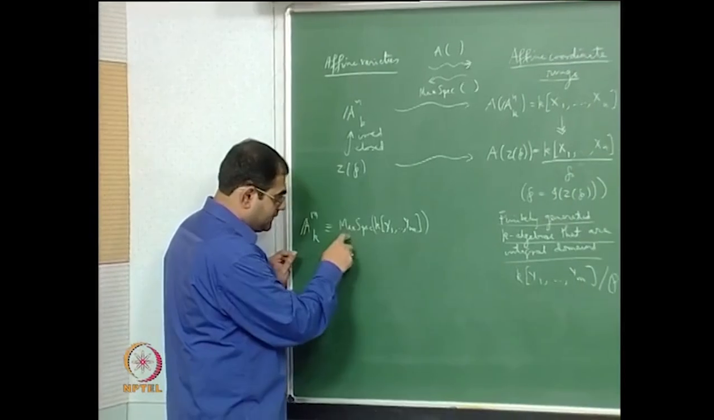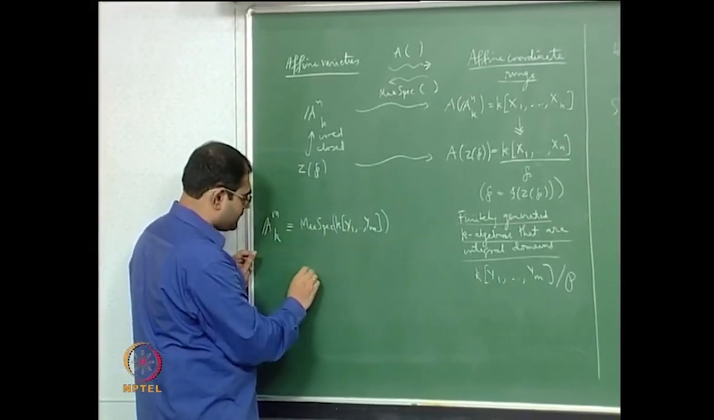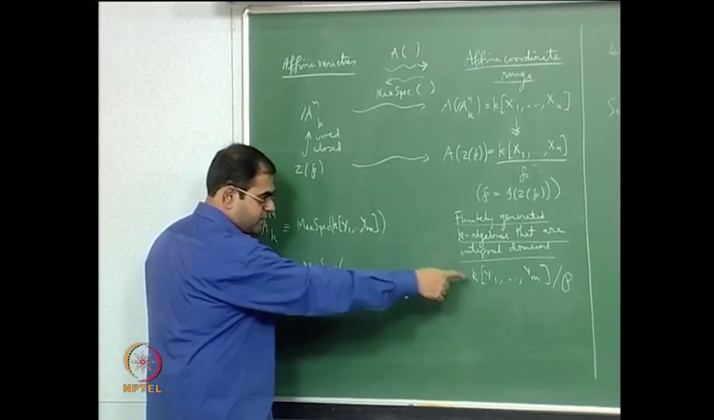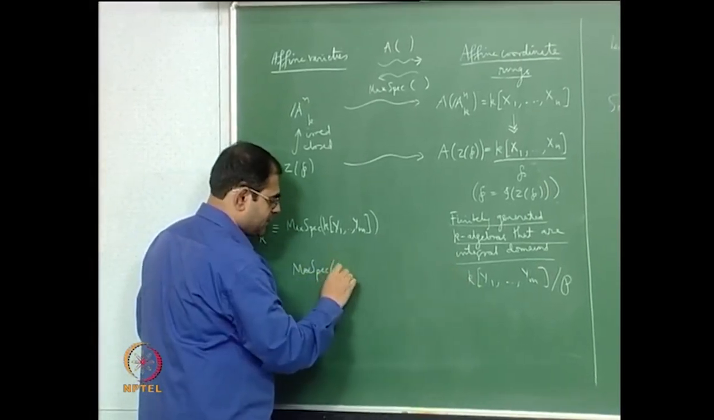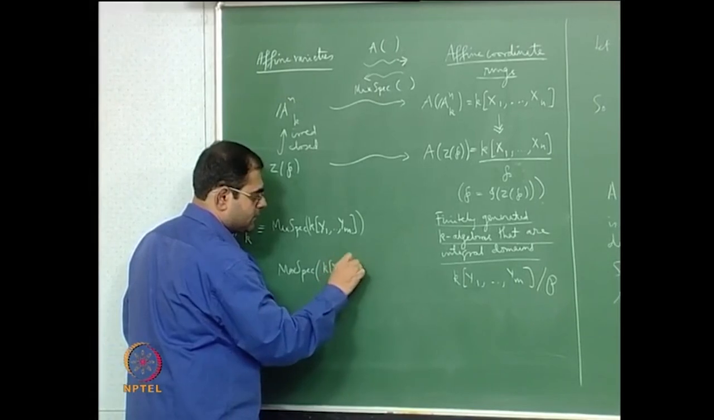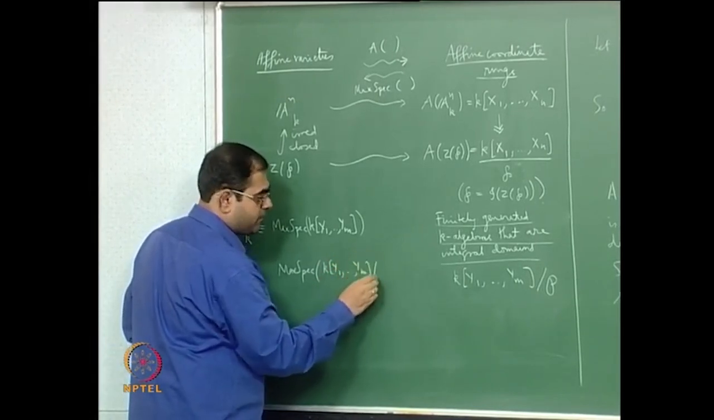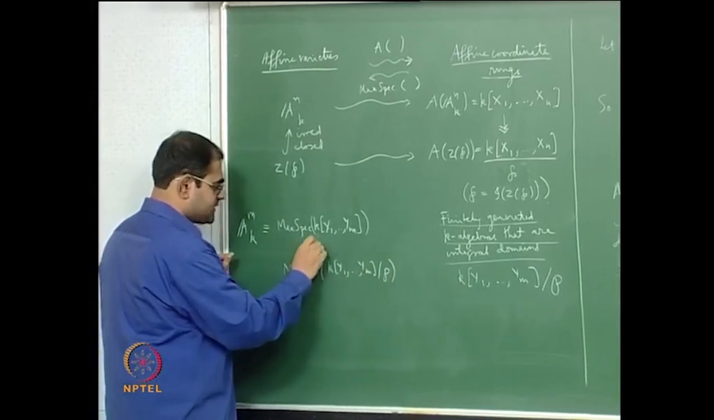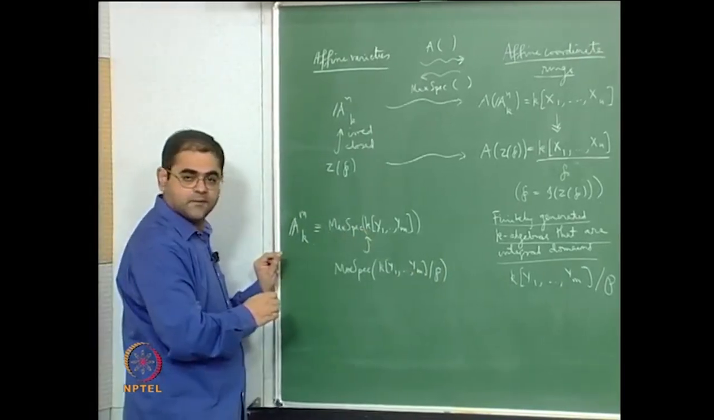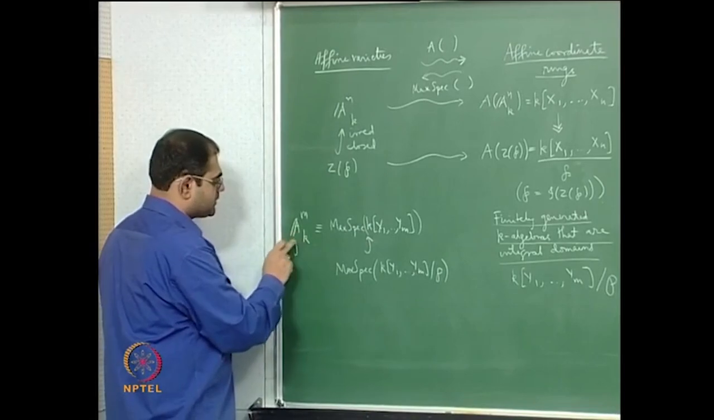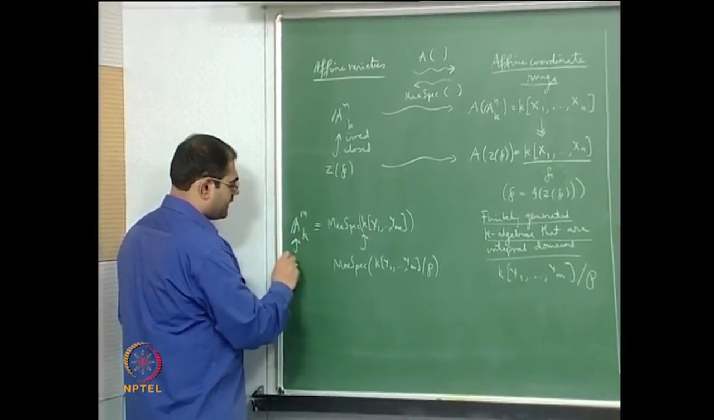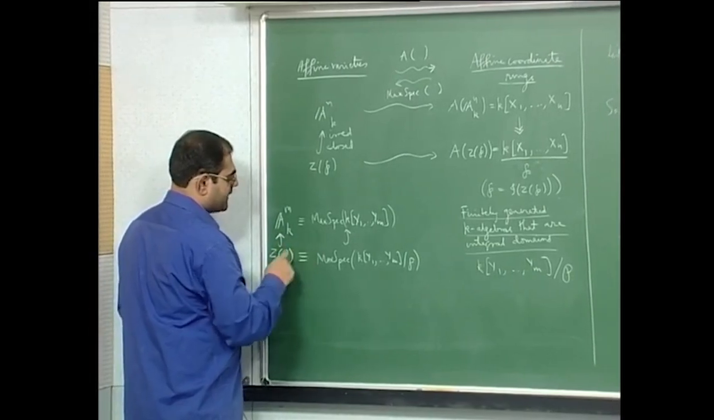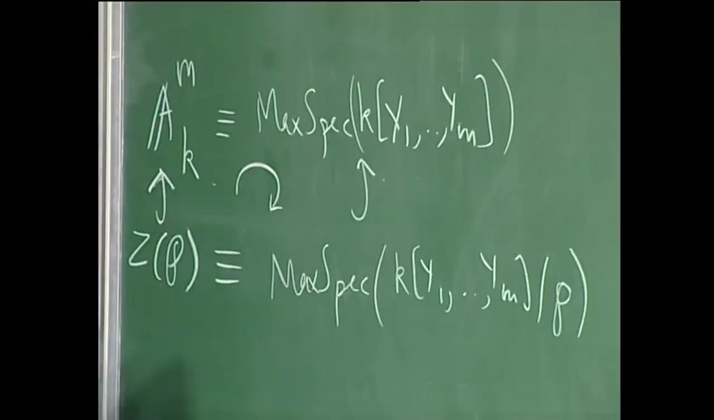Now what you do is you look at max spec of this quotient K[y1, ..., ym] mod P. Then this sits inside as a closed subset here, and that closed subset corresponds to Z of P, which is identified with it, and this diagram commutes.